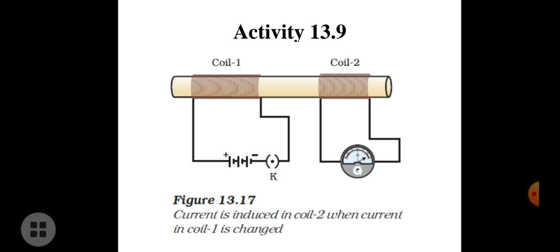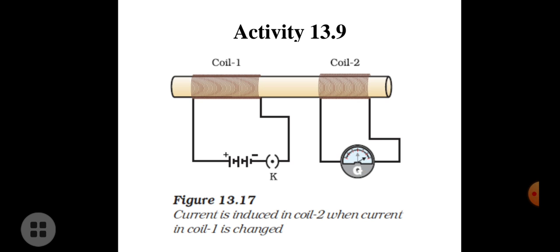Now, what will we observe when we switch on the circuit, when we close the circuit? There is a momentary deflection in the galvanometer, suppose to this side, the right side. And after that it comes to 0. Now when we switch off the circuit, or open the key, we again see a momentary deflection in this galvanometer, but in the opposite direction, that is towards the left side.